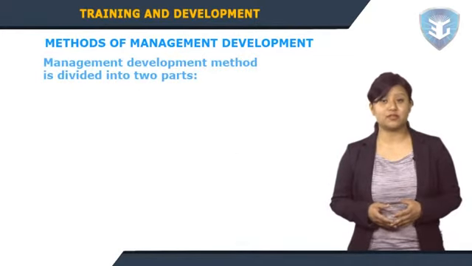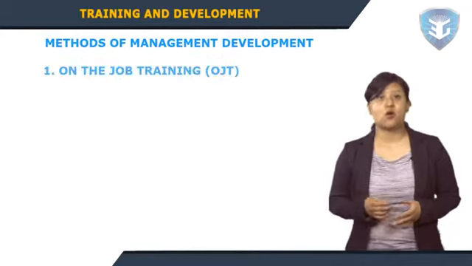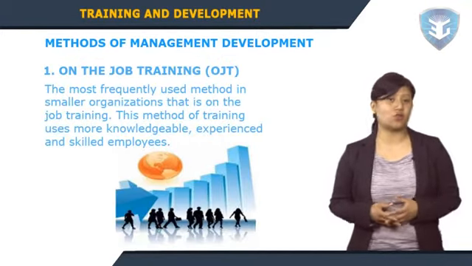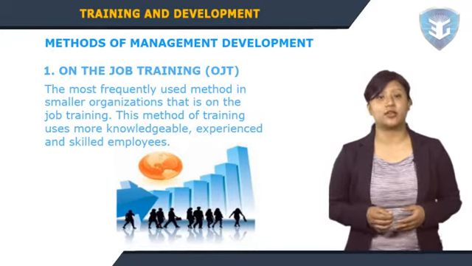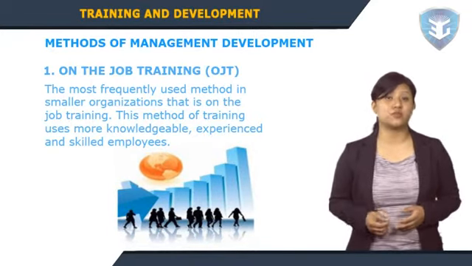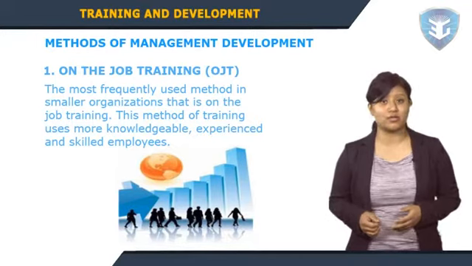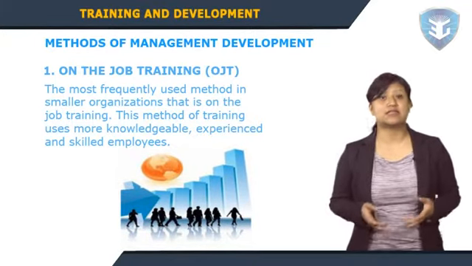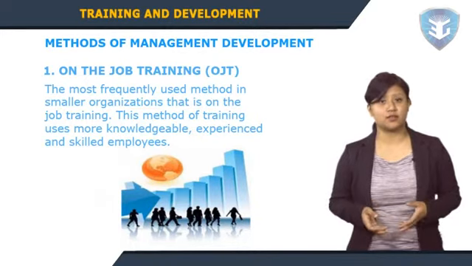Management development methods are divided into two parts. On-the-job training, OJT, is the most frequently used method in smaller organizations. This method of training uses more knowledgeable, experienced and skilled employees such as managers and supervisors to give training to less knowledgeable, skilled and experienced employees.